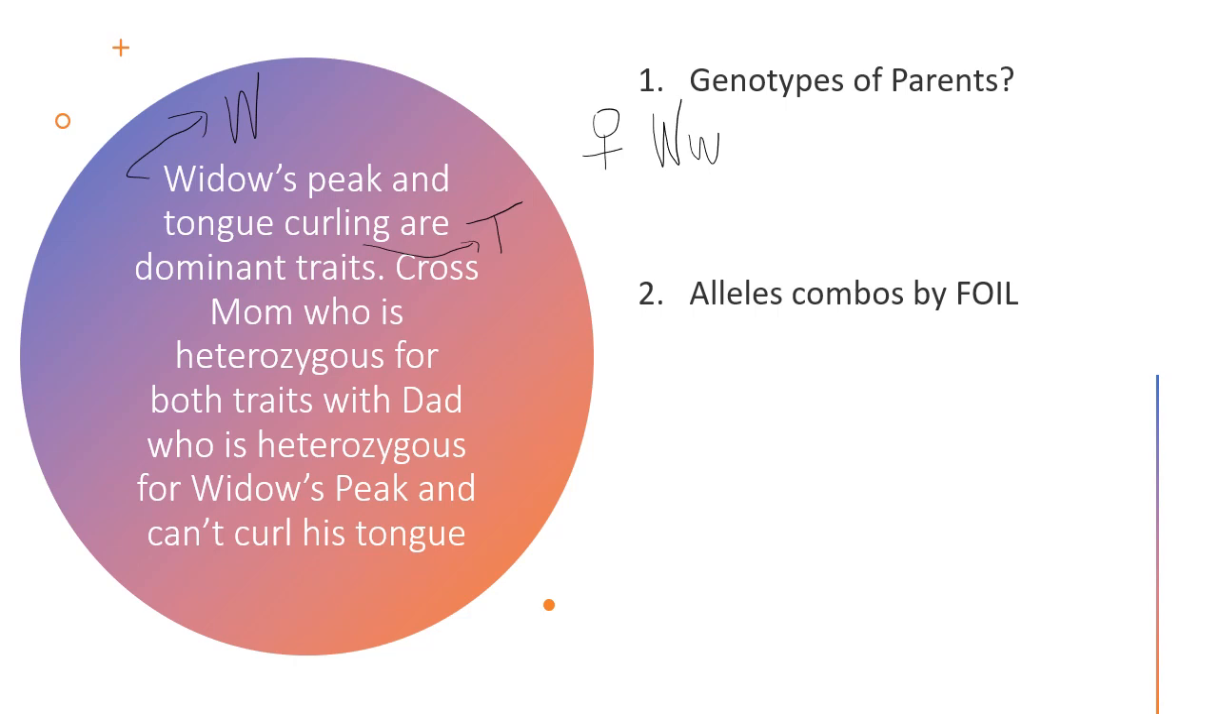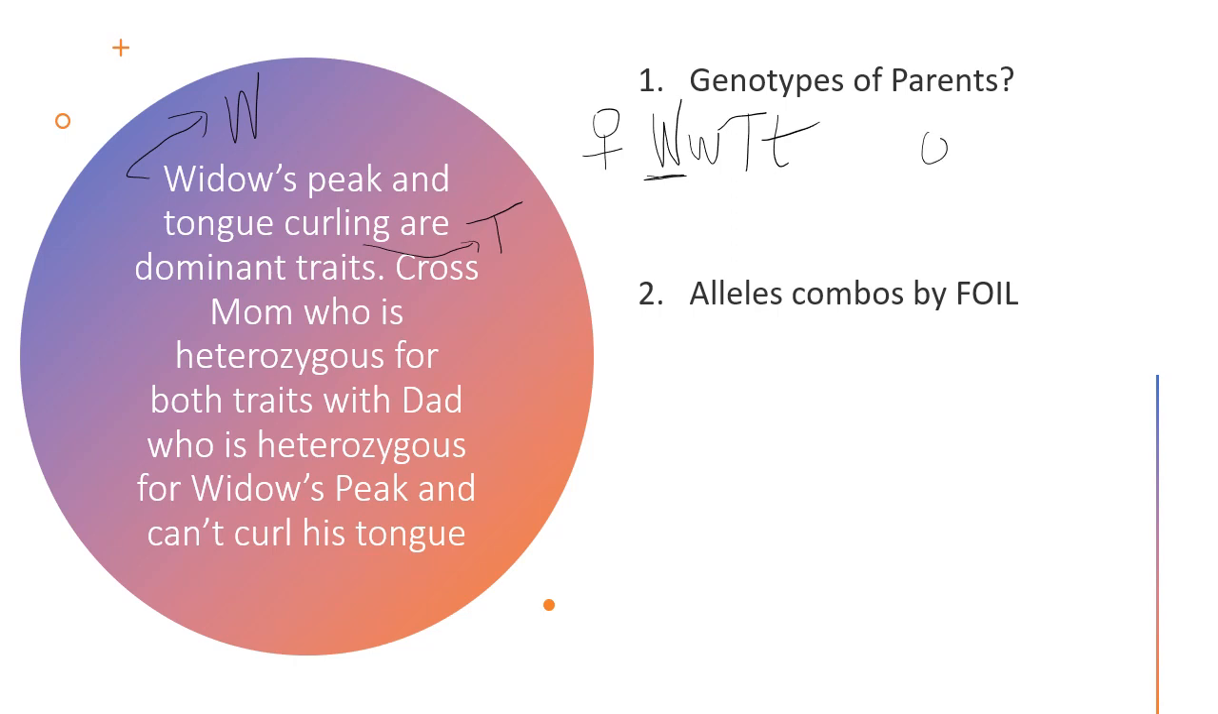Now I did W's on purpose because they are the same letters, right? Uppercase and lowercase, and I wanted to show you an example with that. So you need to make sure that you are underlining the uppercase ones so you don't get confused, right? So we have our uppercase W right there, and then the lowercase w because it's heterozygous. She's also heterozygous for tongue curling, so we're going to go capital T, little t there. Not the best capital T, but you get the idea. Capital T, little t. So that's mom.